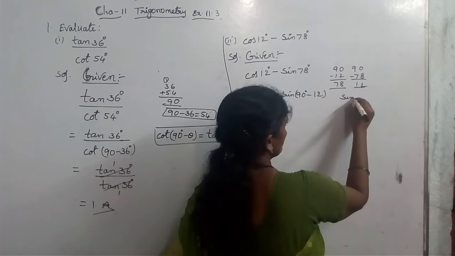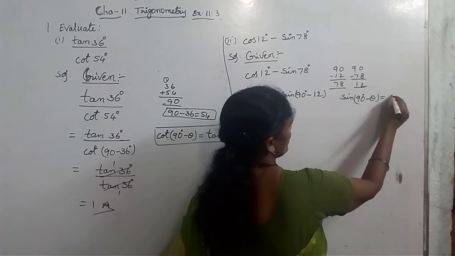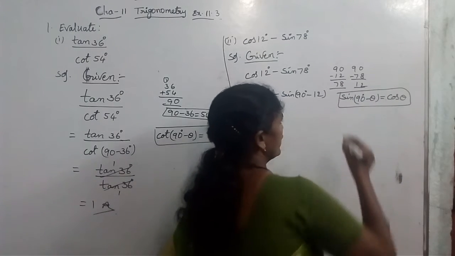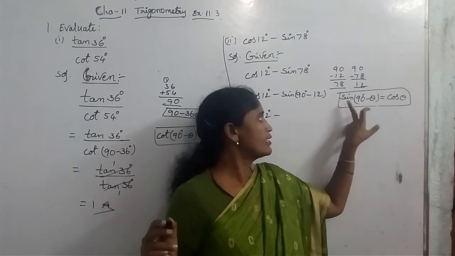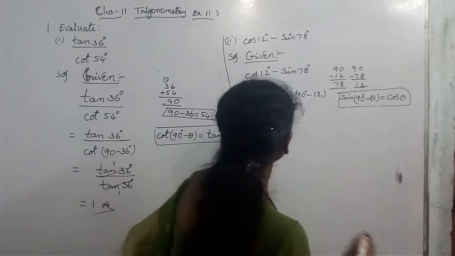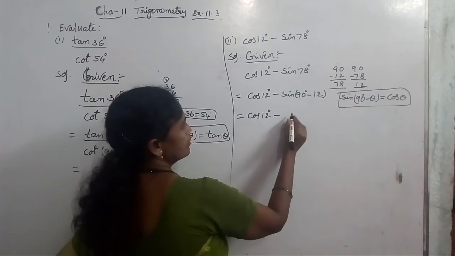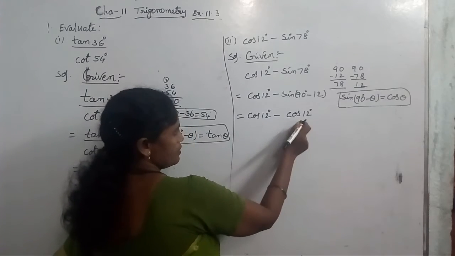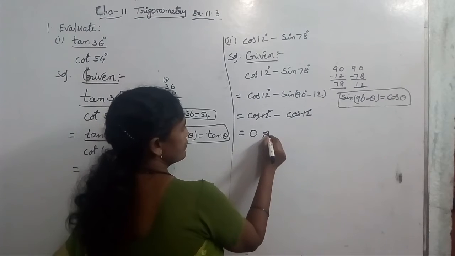Sin 90 minus theta is equal to cos theta. What is the complementary angle formula? Sin 90 minus theta is equal to cos theta. Sin 90 minus theta, theta is what here? 12. So it is cos 12. See, cos 12 minus cos 12. What is the answer? 0 is the answer for this.